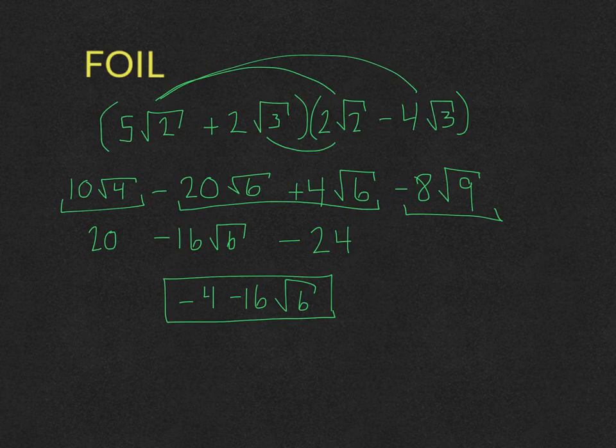Remember, when you're combining terms, you can only combine radicals that are the same radical, meaning the same number inside, as well as the same root, and then you can combine the constants.